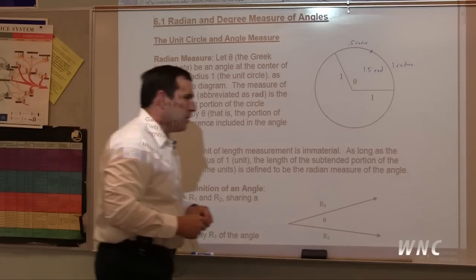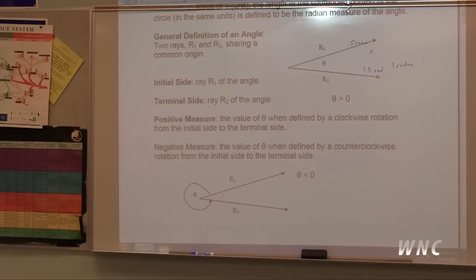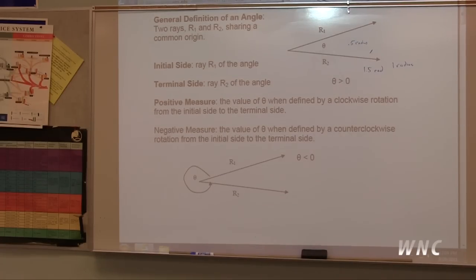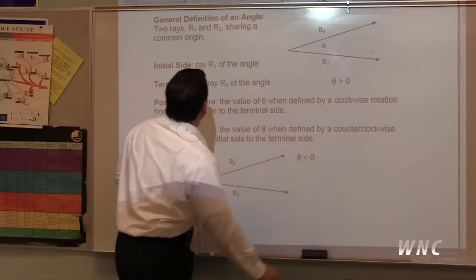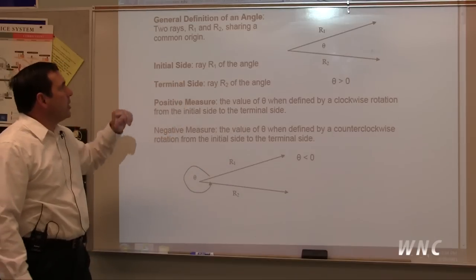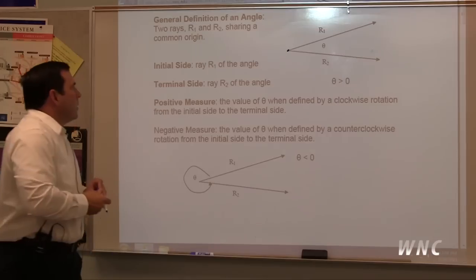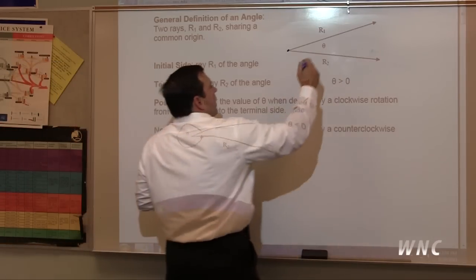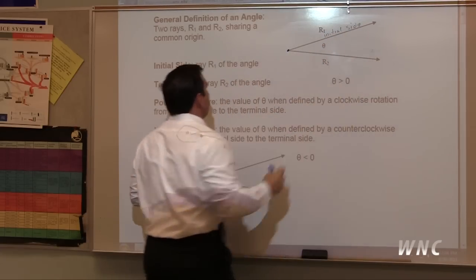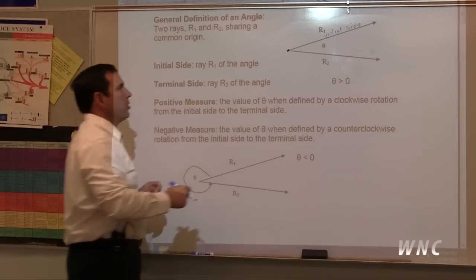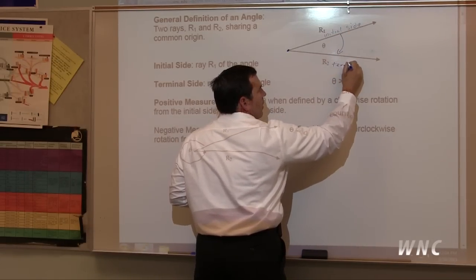Okay, let's talk about the definition of an angle. An angle, classic definition of an angle, is 2 rays, R1 and R2 in this case, sharing a common point of origin. So here's your common point of origin. So the initial side is R1 in this case. And the terminal side is R2. That means it starts at R1 and goes to R2. This is the terminal side.